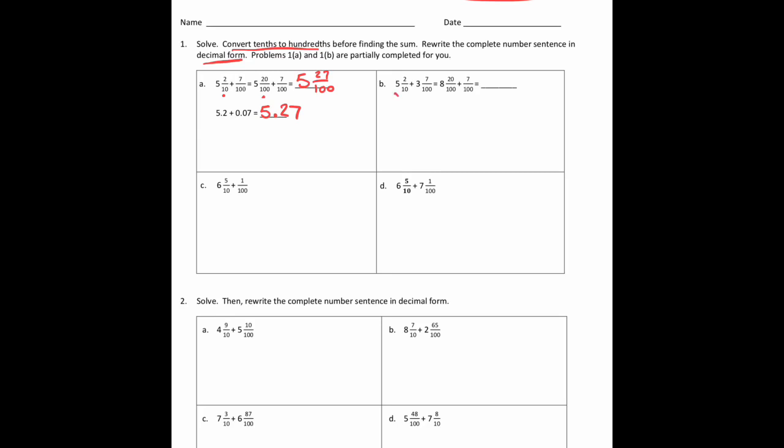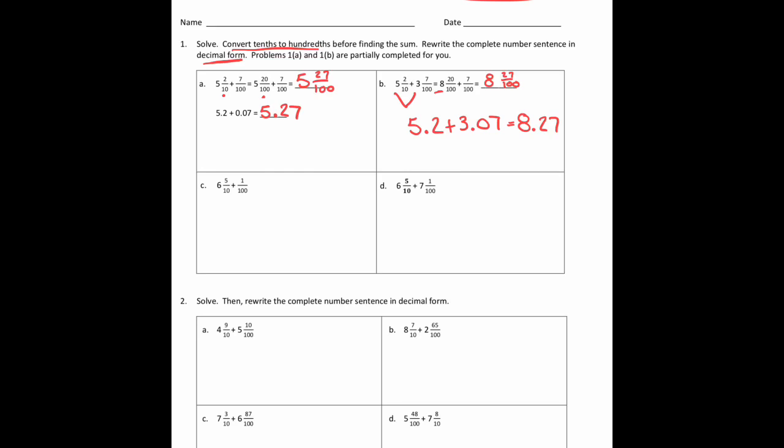Okay, same thing on part B. They kind of already started it for us. The 5 plus the 3 would give you the 8 here. And they changed the 2 tenths to 20 hundredths. And when you add, you get 8 and 27 hundredths. When you change that to decimal form, you'd have 5.2 for the 5 and 2 tenths plus 3.07. And you add them together, you get 8.27.